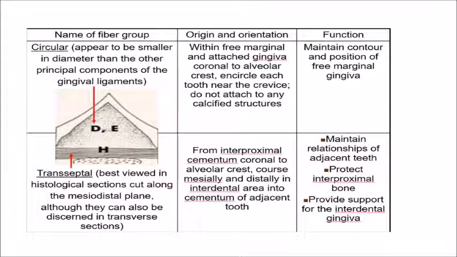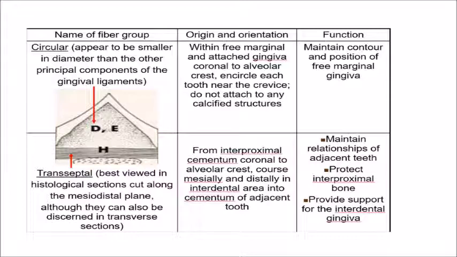Okay. Coming to transeptal group. About transeptal, an important point is it is best viewed in the mesiodistal plane. When it is cut in the mesiodistal plane, it is best viewed, but can also be viewed in the transverse section. Transeptal fibers run between cementum of 2 adjacent teeth.